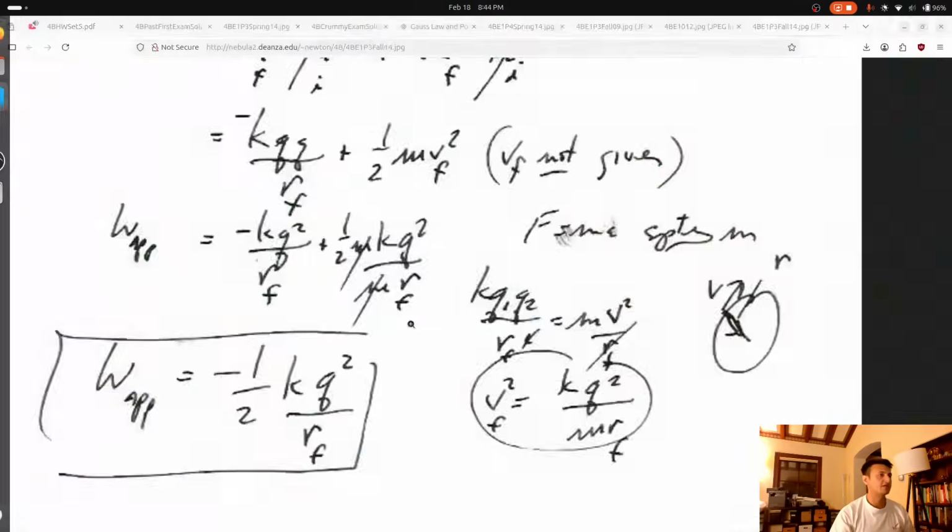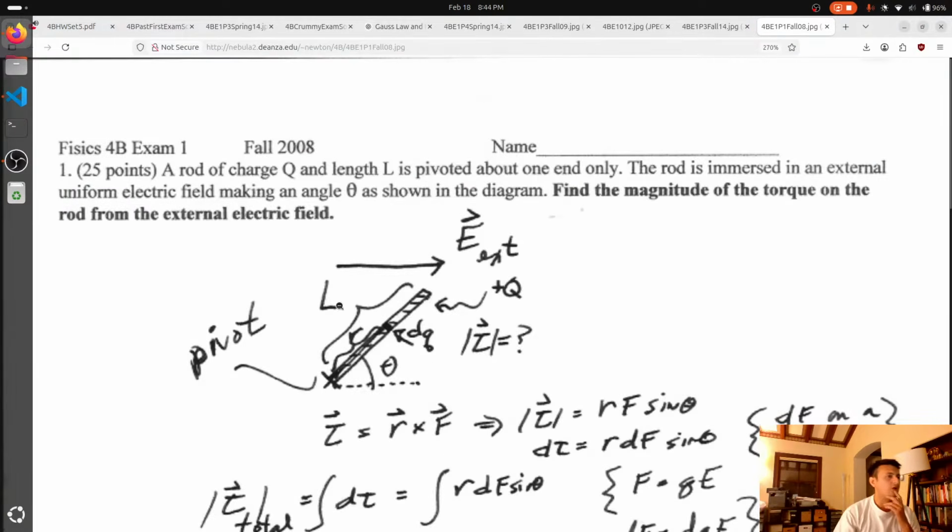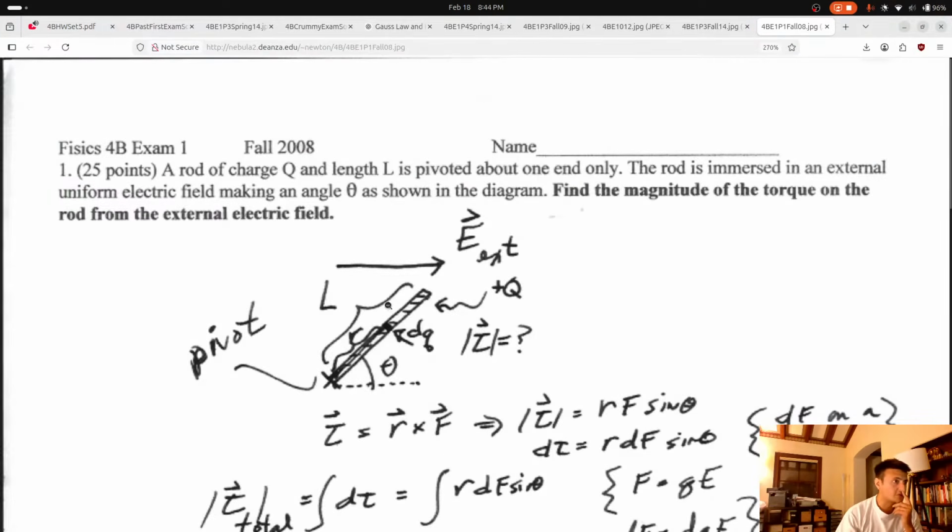All right, 49. A rod of charge Q and length L is pivoted about one end only. The rod is immersed in an external uniform field, making an angle theta. Find the magnitude of the torque on the rod from the external field. Okay, classic torque problem.